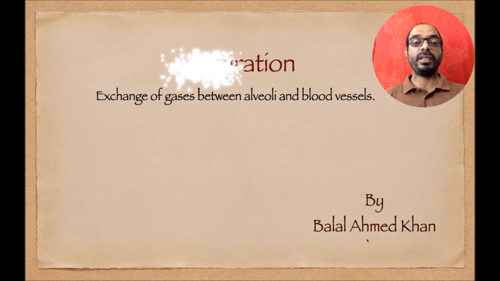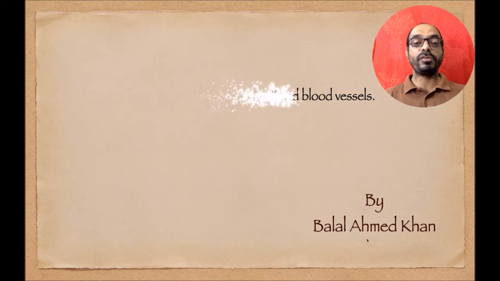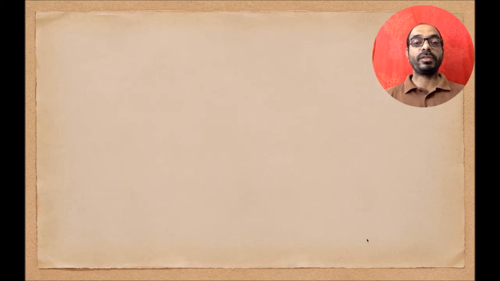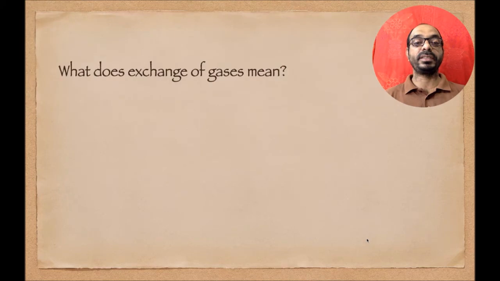Alveoli contain a single layered covering membrane. Blood vessels or capillaries also contain a single layer. With the help of these single layers, they exchange the gases. What does exchange of gases mean?